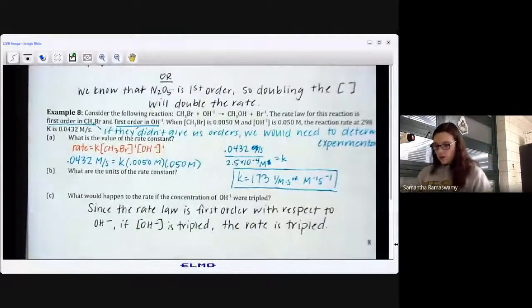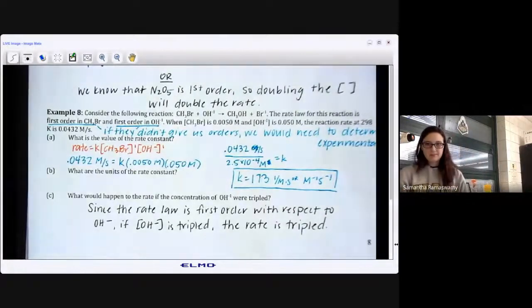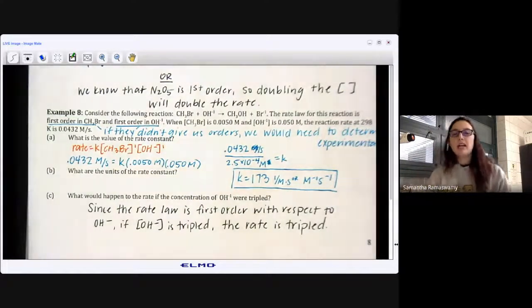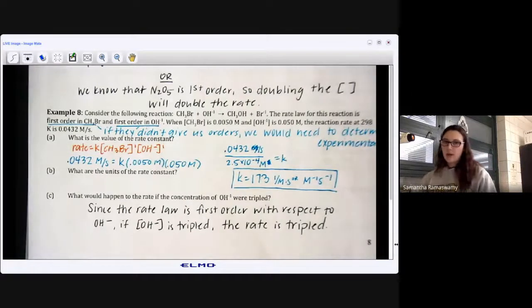Okay, so those are the examples where they gave us the rate law. The next example, we have 3 more examples that we're going to do. This is going to look at how we can actually determine the rate law. And if you like problem solving, you'll like these types of problems.